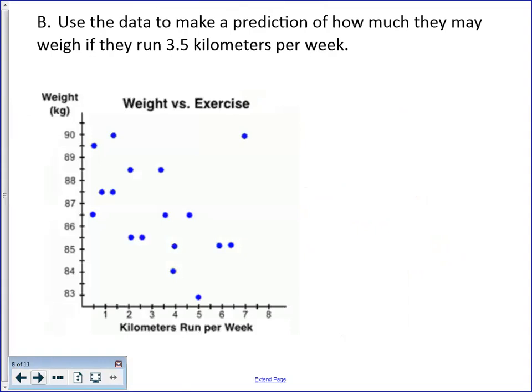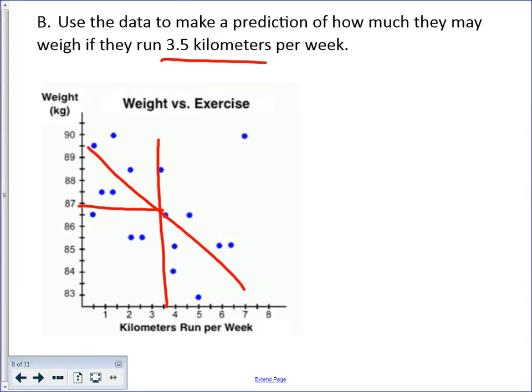All right, here on this next one, it asks us to use the data to make a prediction of how much they weigh if they run 3.5 kilometers per week. In these cases, what you want to do is basically read the graph for what they're asking. Go to 3.5 kilometers. Okay, there's 3.5 kilometers. You probably want to draw yourself a line of best fit. When you draw your line of best fit, you can see where those two intersect, and we can guess about what we think this is going to be. I didn't draw that line very straight, but I'd say about 86.5 or 87, one of those two.